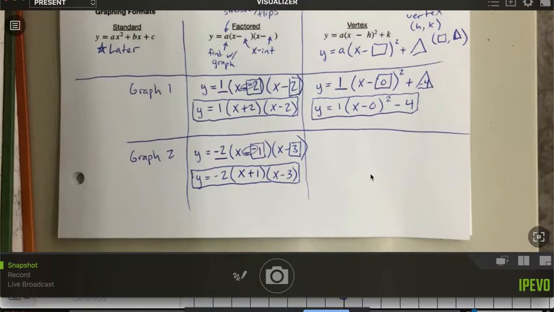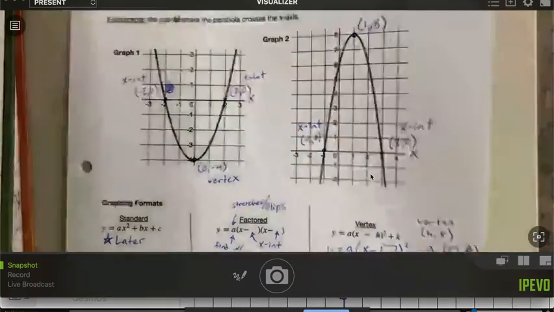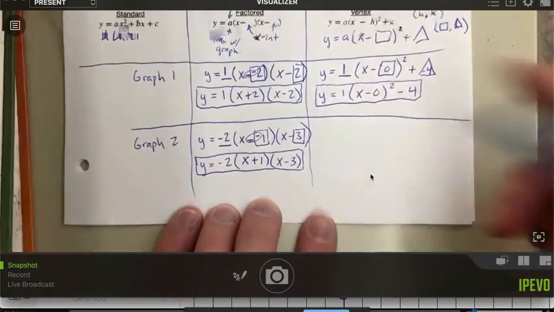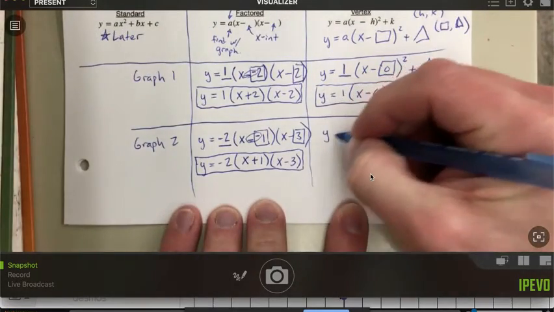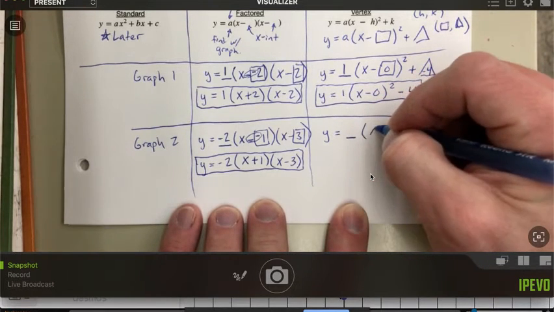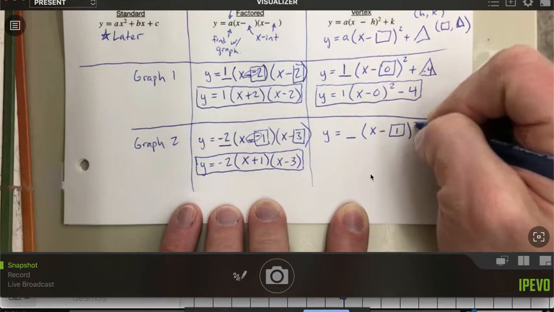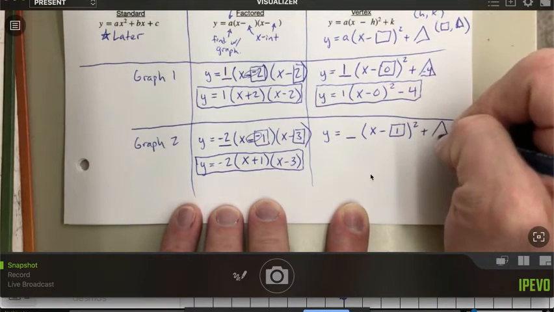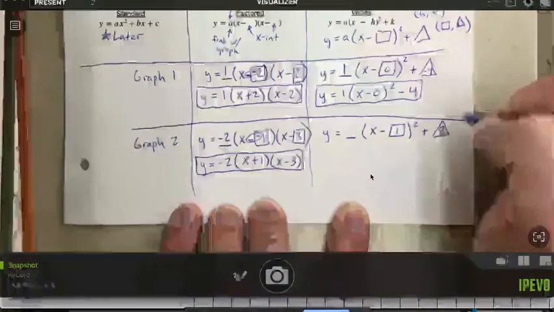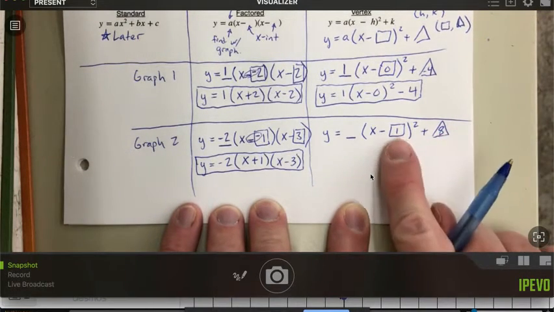All right. Finally, let's look at graph 2. So if you notice, graph 2, my vertex is at 1, 8. So going back to this format, we'll leave a blank for a. I suspect you might know what that will be. But in this case, my x value is 1, my y value is 8 on the vertex. So that's what's going in for h and k.